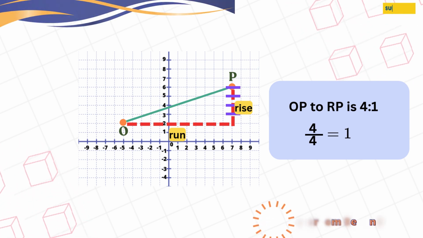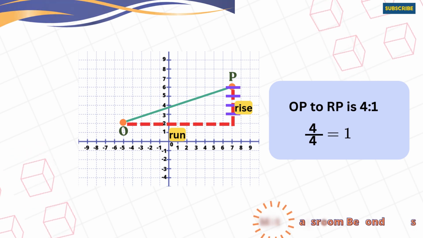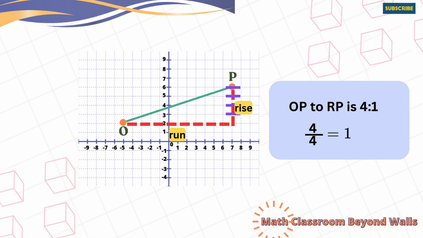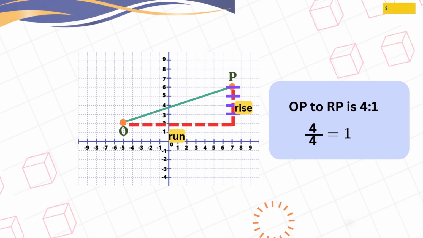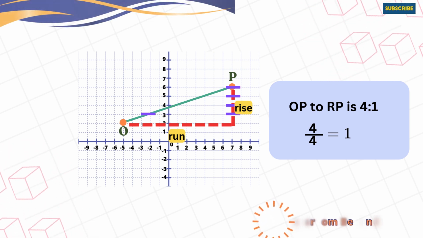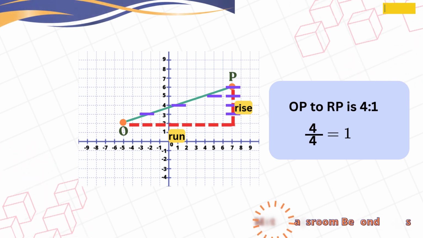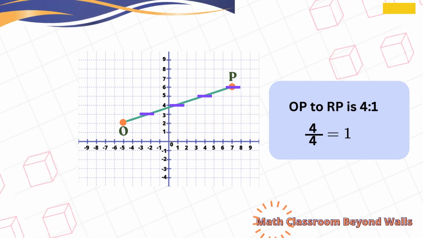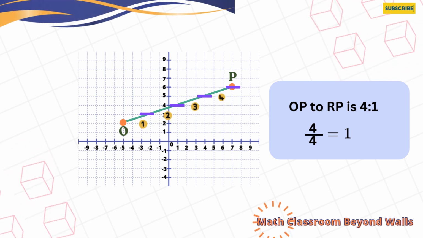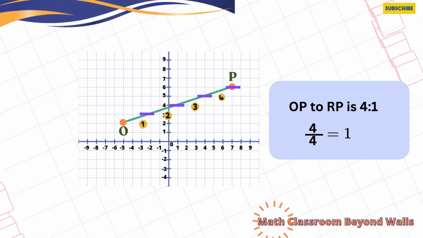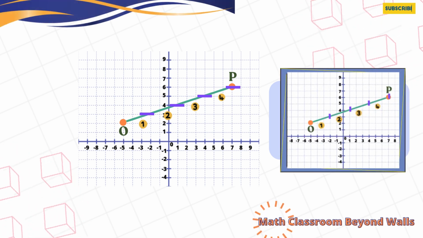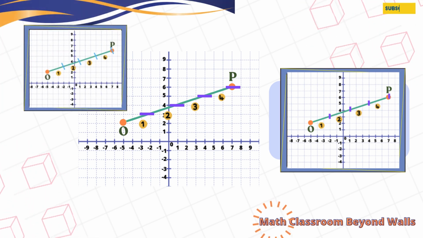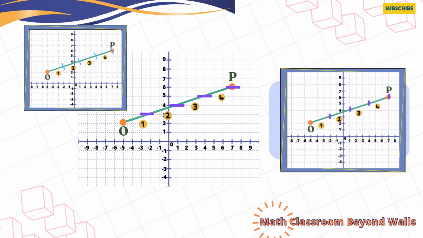Now, we will trace lines from where the markings are on the rise and move towards line segment OP, marking where we stop. Okay, so here are the 4 parts on our segment OP. We can compare these with what we have earlier where we utilized the run, and the one we had with sample problem 2. They're all the same, right?